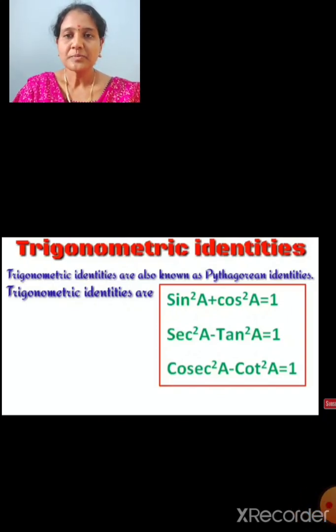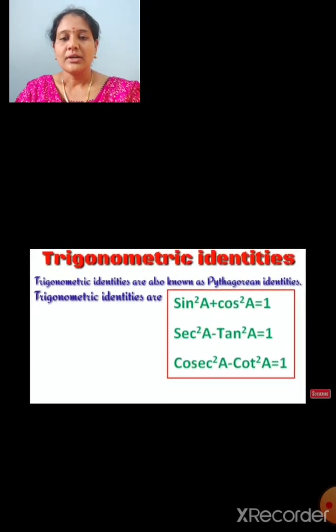So today's revision. Which concepts did we revise today, children? Trigonometry, Pythagoras theorem, adjacent side, hypotenuse, opposite side of a right angle triangle, trigonometric ratios for the different angles, that is 0 degrees, 30 degrees, 60 degrees, 45 degrees, trigonometric ratios of complementary angles, and the trigonometric identities.